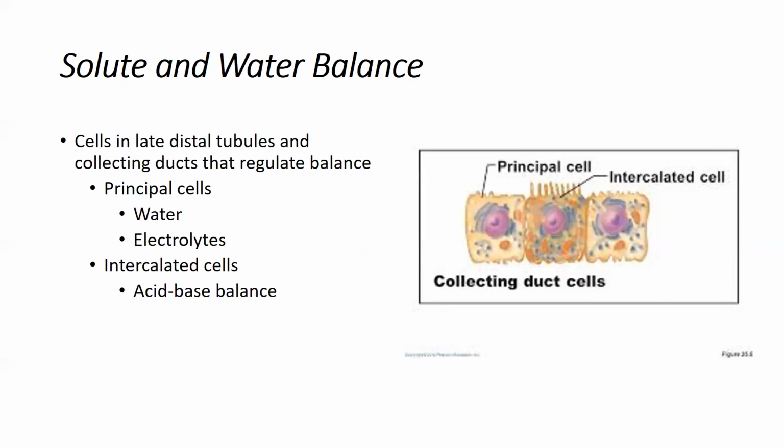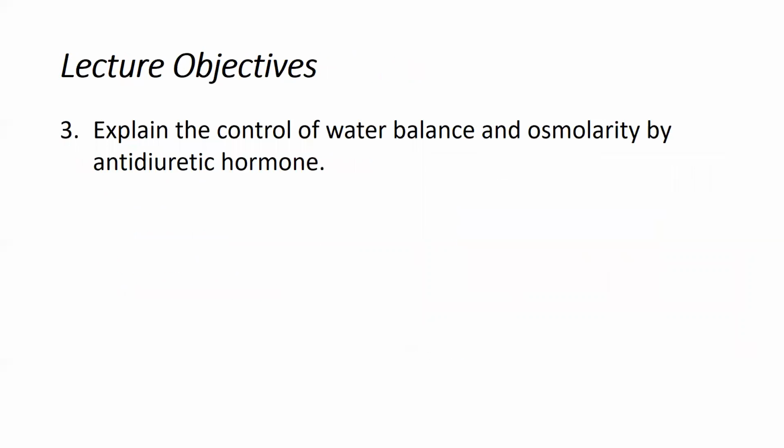Keep that in mind. And so structures that are in the DCT and collecting ducts that are responsible for this reabsorption are principal cells. Principal cells reabsorb water and electrolytes, whereas intercalated cells are responsible for acid-base balance. They have to do with secreting or excreting bicarb and hydrogen ions, okay? So the principal cells are involved in the reabsorption of water, whereas the intercalated cells are responsible for the acid-base balance. So make that distinction clear, right?